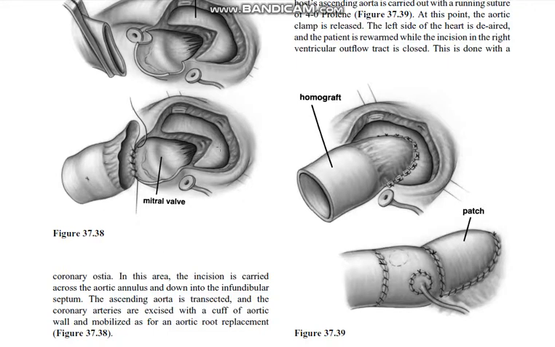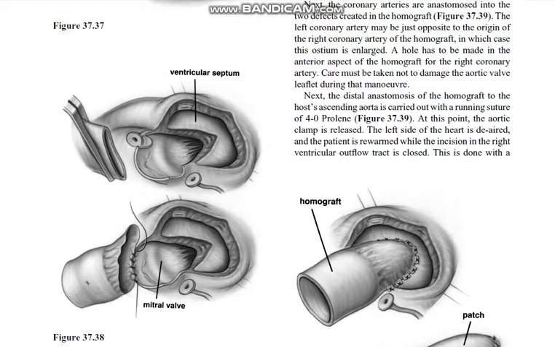Now you see the figure of 37.38. Here you see the incision of the VSD and right ventricular outflow tract, and also you see that the aorta and aortic valve have been incised, and the homograft will be seen here, so we will read it.